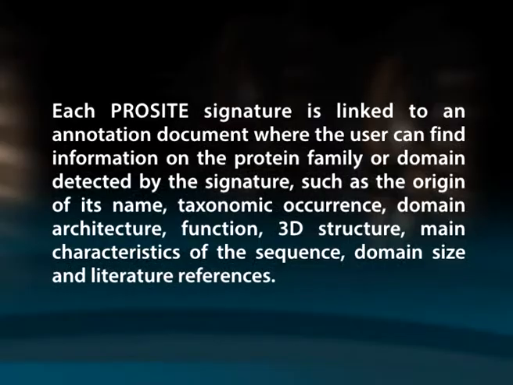The ProSite database uses two kinds of signatures or descriptors to identify conserved regions, that is, patterns and generalized profiles, both having their own strengths and weaknesses, defining their area of optimum application. Each ProSite signature is linked to an annotation document where the user can find information on the protein family or domain detected by the signature, such as the origin of its name, taxonomic occurrence, domain architecture, function, 3D structure, main characteristics of the sequence, domain size and literature references.